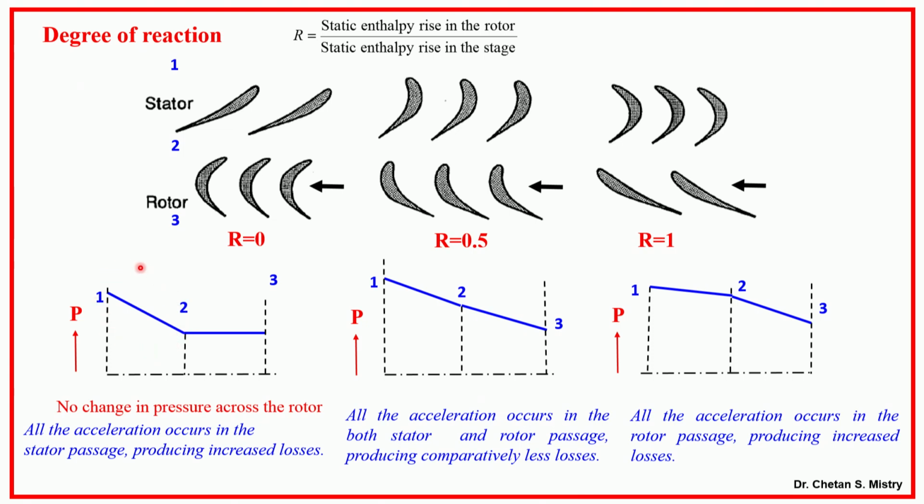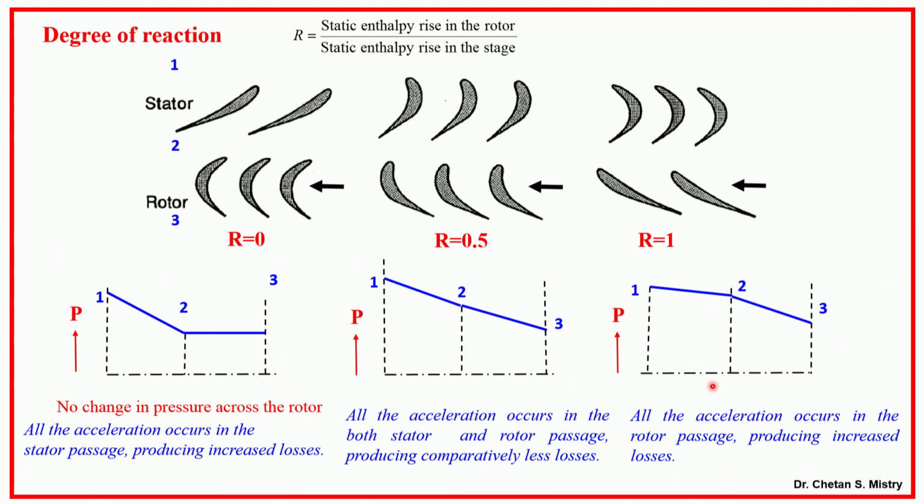Now, when I am talking about 50% reaction, what is happening? I will have my expansion both in rotor and stator. Now, let us move towards 100% reaction. What is our observation? Here in this case, there is a slight change of pressure inside the stator, and my expansion is happening mostly in my rotor part. So, the acceleration is happening only in the rotor, which is increasing the losses.